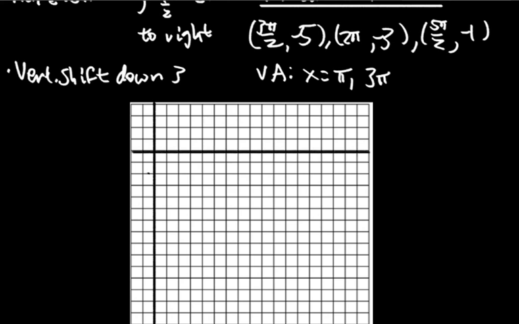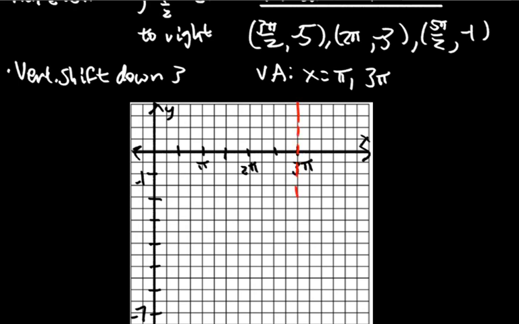So 1, 2, 3, 4, 5, 6, 7. So -1 to -7 for the y values. And then let's see, we need to get up to 3π, so let's just do 1, 2, that's π. And another 2, that's 2π. And then another 2, that's 3π. I'm just going to stop that there for time reasons.